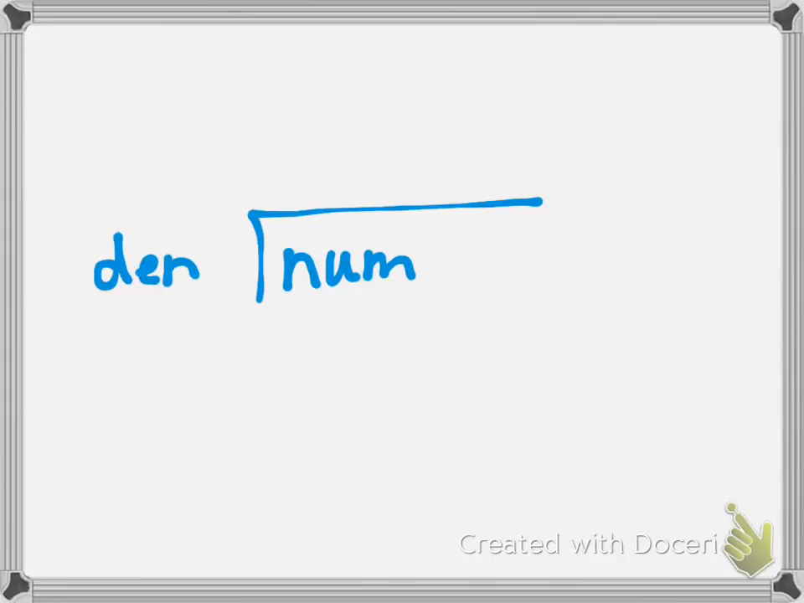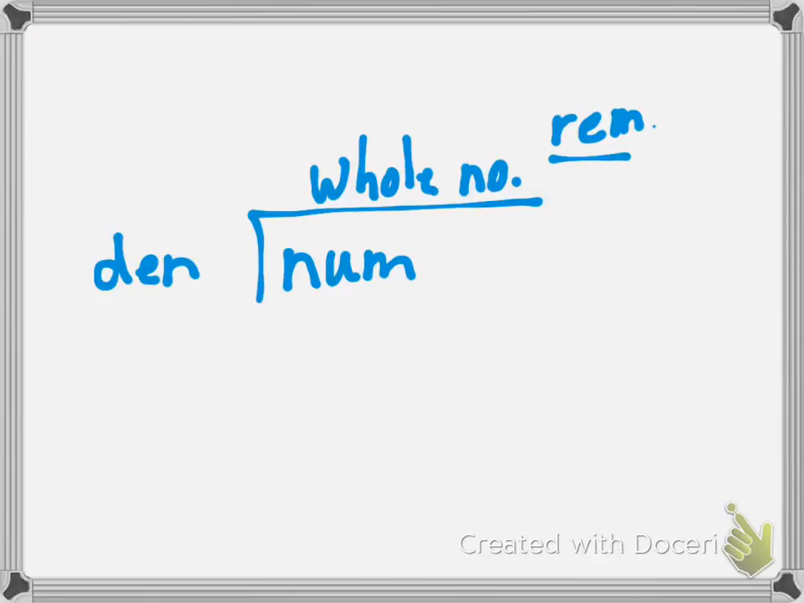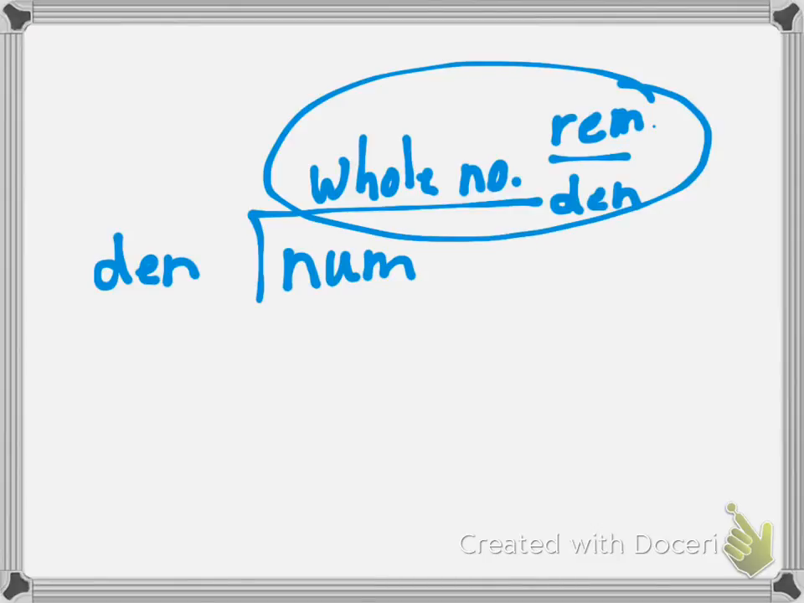So for all of these, the numerator will be inside the bracket. The denominator will be outside the bracket. Your whole number will be up here as the quotient. And then you're going to write your remainder on the top of the fraction and then have a denominator, because we're making a mixed number, which is a whole number mixed with a fraction.